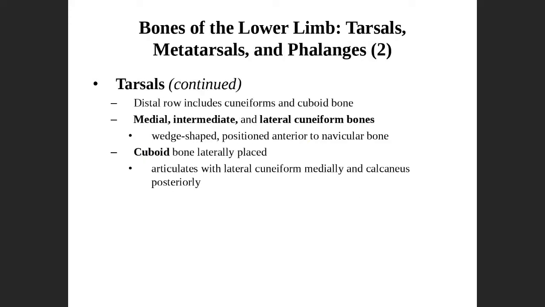Now when we go more distal, you have 4 bones. You have the 3 cuneiforms and then the cuboid bone. The medial, intermediate, and lateral cuneiforms. The medial is going to articulate with your first metatarsal. The intermediate will articulate with your second metatarsal. The lateral cuneiform will articulate with your third metatarsal. And then the cuboid is going to articulate with your 4th and 5th metatarsals. So the cuboid is going to be the lateral placed bone.